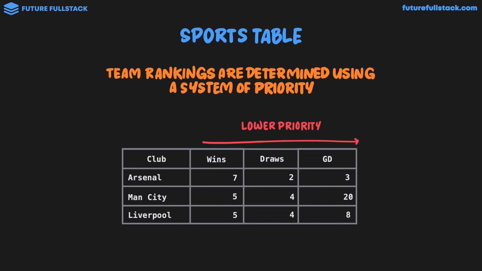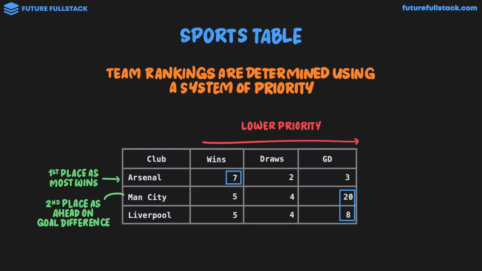We can see Arsenal has 7 wins. This puts them in first place as they have the most wins. Looking now at Man City and Liverpool, they both have the same number of wins, 5 each, and they also have the same number of draws, 4 each. So the place in the table is determined by goal difference. Man City has 20 and Liverpool has 8. So Man City is in second place as they're ahead on goal difference.